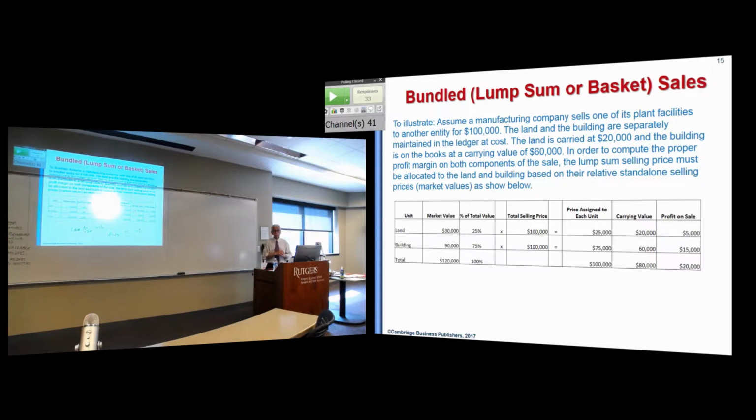Can you explain how you got the carrying value? That's given. It's given to us in the problem. Is that determined anyway, even though it's given? Yeah, it would be given from the ledger. It would be the cost of the asset minus the depreciation. Land doesn't depreciate, so in your ledger you'd have a land account with a debit balance of 20, and of course the building would have cost minus accumulated depreciation at 60.